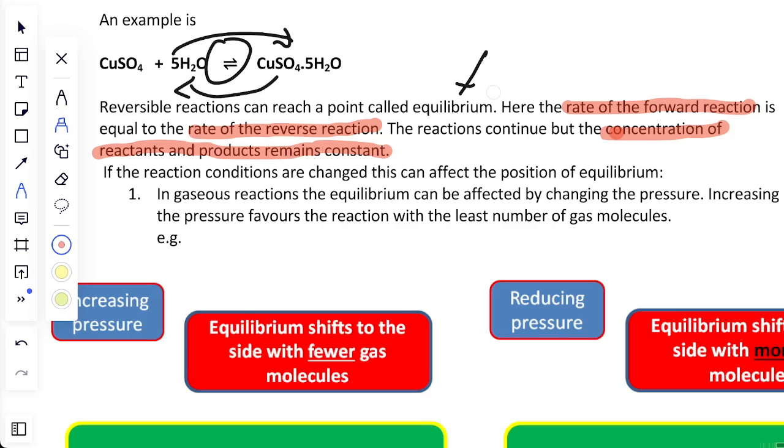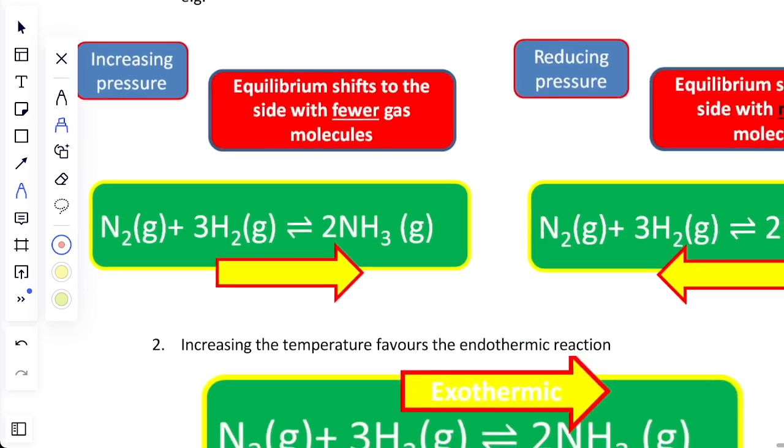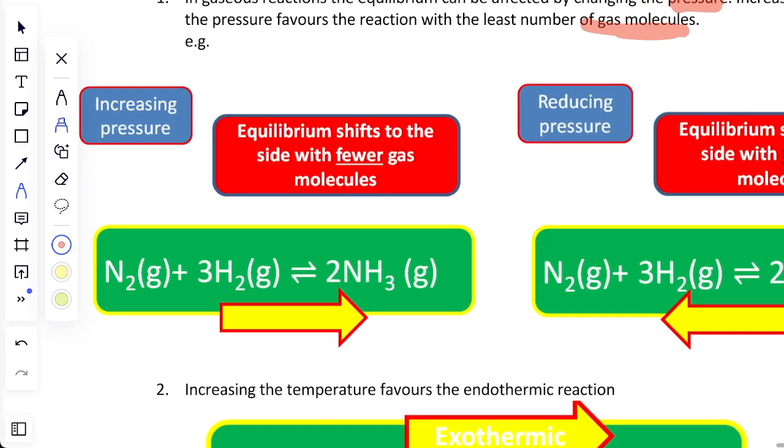If the reaction conditions are changed, this can affect the position of the equilibrium. In a gaseous reaction, the equilibrium can be affected by a change in pressure. Increasing the pressure favors the reaction with the least number of gas molecules. I will explain this in just a moment. We have a reaction, and the factors you need to know that affect a reaction in equilibrium are increasing pressure, reducing pressure, increasing temperature, and reducing temperature. Let us explain this.